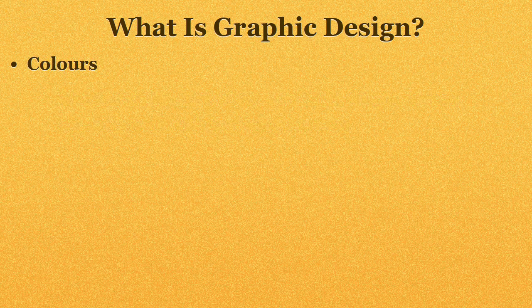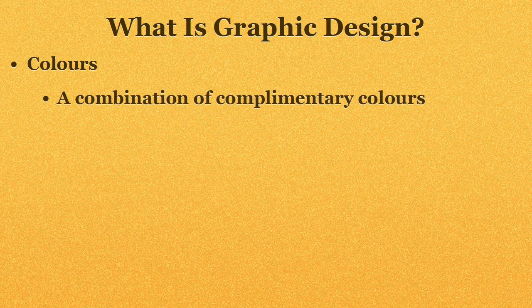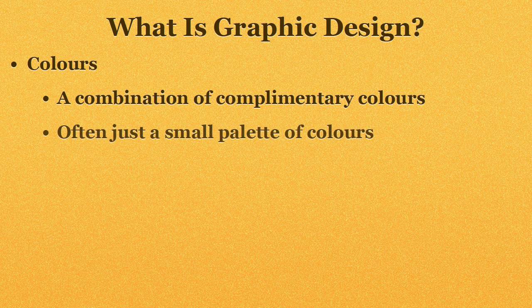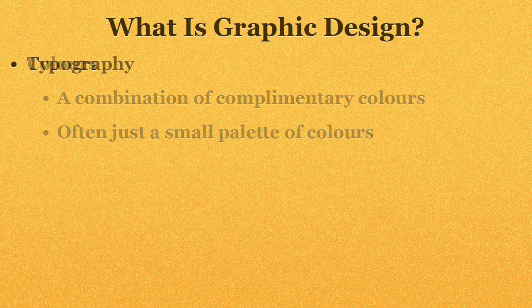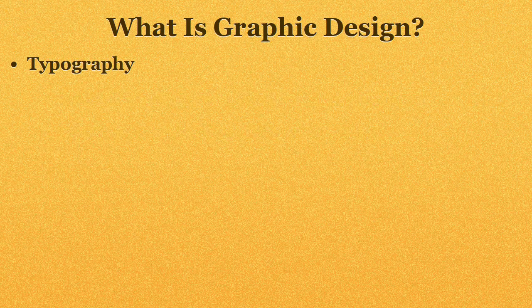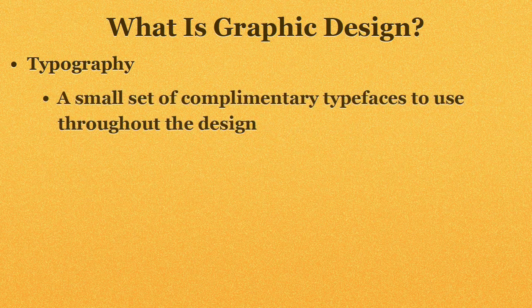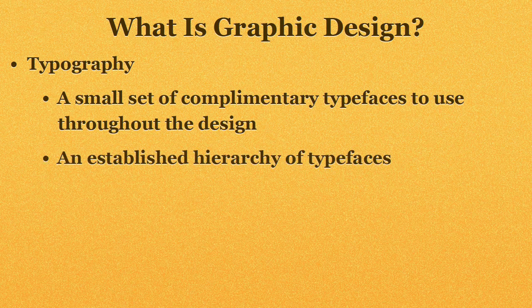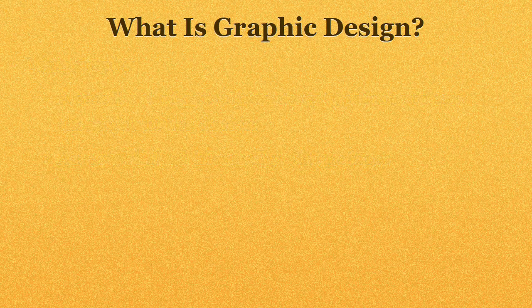Now, next we have the colors. Essentially this is a combination of complementary colors for the design, for the layout that we're going to be working on. And oftentimes, this is just a small palette or a small set of colors that we would be using. All right? And then the third one that we have is typography. Essentially, what I'm referring to here is a small set of complementary typefaces to use throughout our design. And what we'll wind up doing is establishing a hierarchy of typefaces for our layout. Okay? So I hope that makes sense for you.